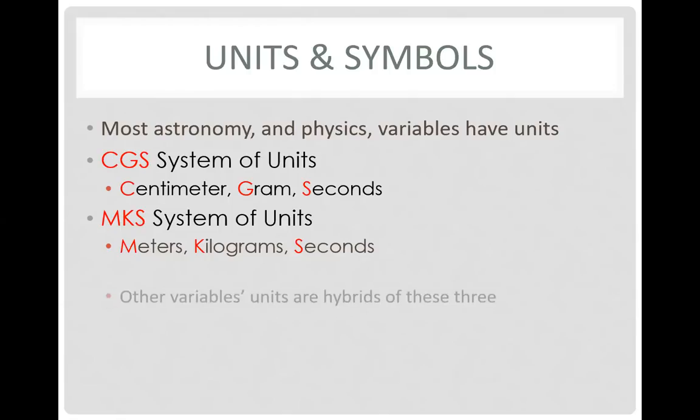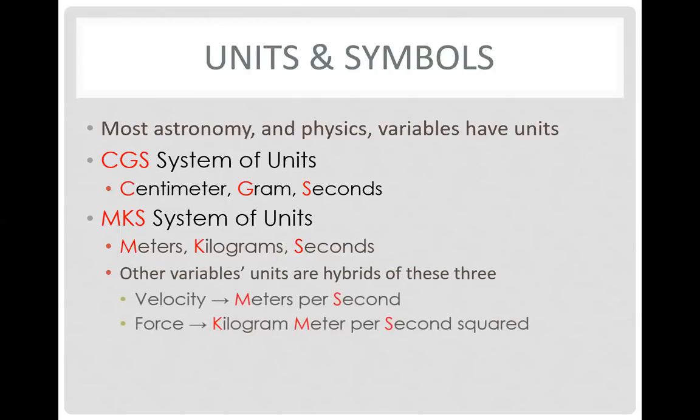But anyways, I digress. It turns out that other variables are hybrids, dare I say, combinations of these three fundamental units. So for example, there's a variable that we'll talk more about in a future chapter called velocity or speed. It has units, part of the MKS system, that are called meters per second. So meters and seconds as part of a fraction.